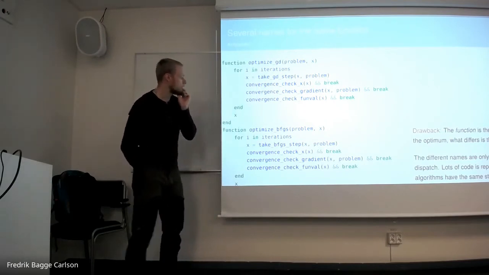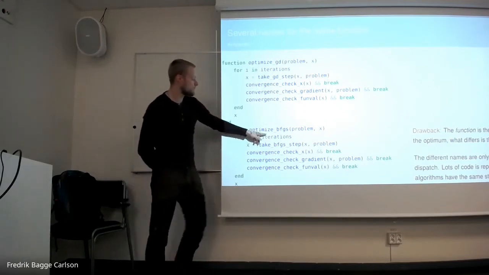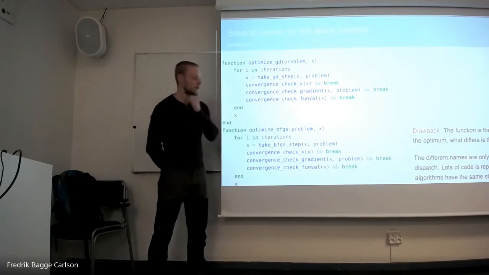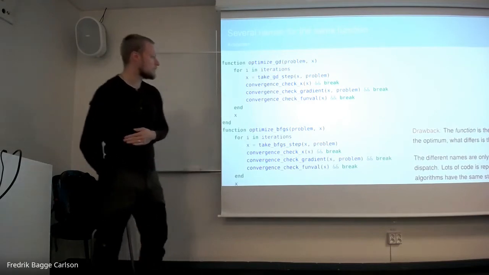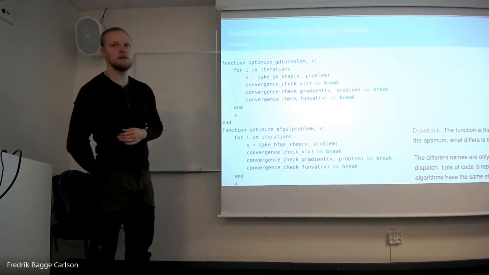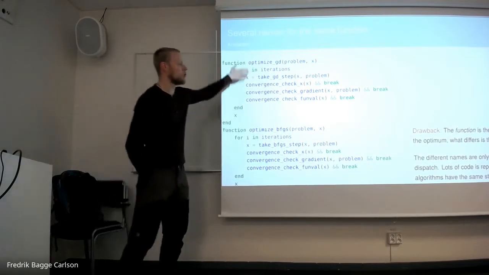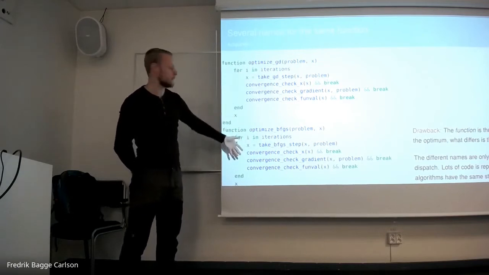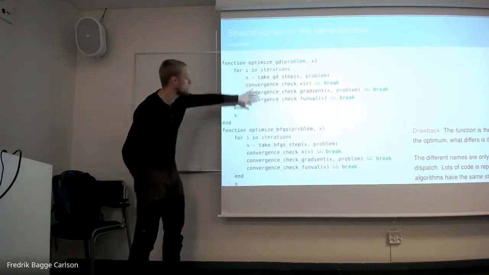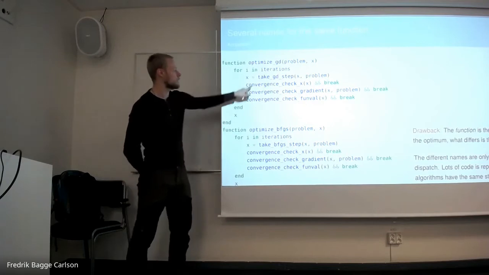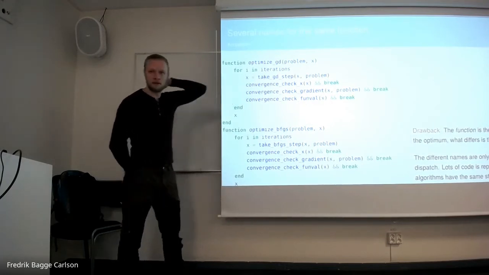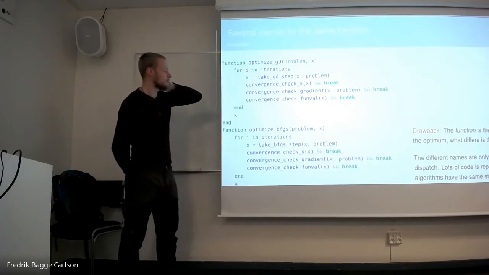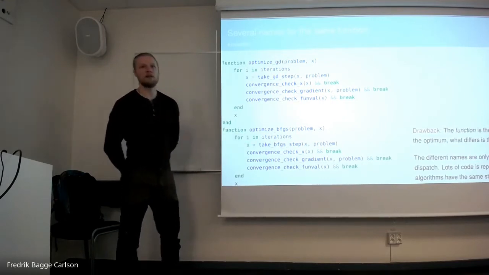And then we have another function. It also optimizes, but with a different optimizer, BFGS instead. So what's the drawback here? There are tons of drawbacks in this case. We have copy-pasted code, so this is obviously not good. We have the same code here as we do here. The only difference is that we take the step in different ways. The gradient descent and the BFGS steps are different.